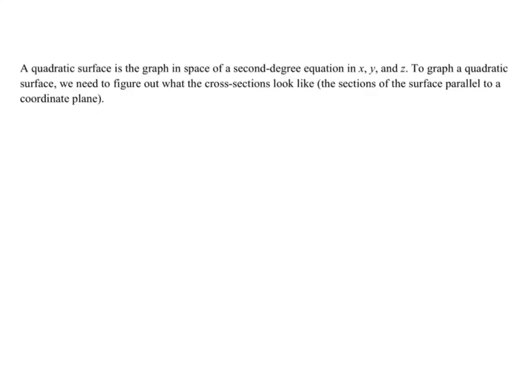Let's start by talking about what a quadratic surface is. It's a graph in space of a second degree equation in x, y, and z. So second degree meaning that at least one of x, y, and z are squared. To graph a quadratic surface, we need to figure out what the cross sections look like, which are the sections of the surface parallel to a coordinate plane.